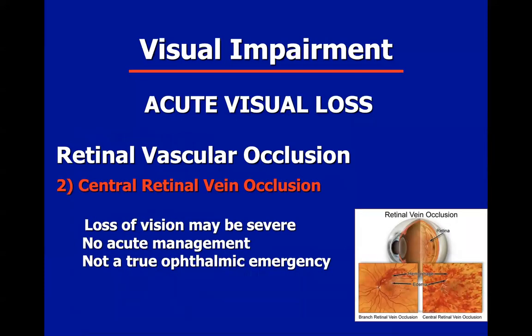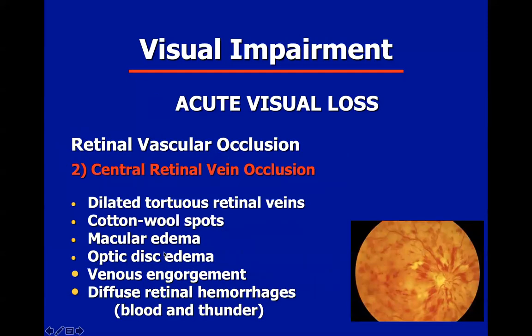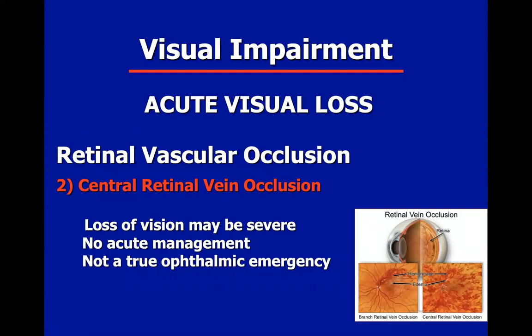Another important retinal disease is retinal vascular occlusions. So the central retinal vein occlusion, this is actually severe and it's sudden, but it is not really considered an ophthalmic emergency because once it happens, there are other ways of management. So it is not an acute management, but it is considered an acute visual loss.